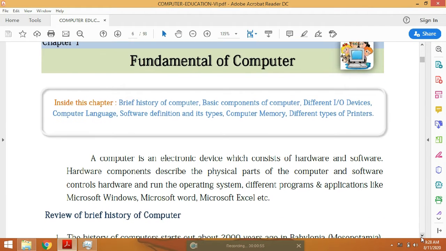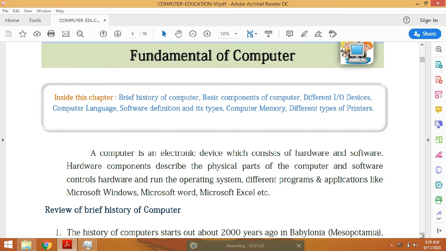So first of all, what is a computer? A computer is an electronic device which consists of hardware and software. The hardware is the part that you can see and touch, basically the physical part. But the software is the part that is not seen or touched by you. It's just like in the human body, you have your skull and your brain is the software. In the same way, computers have hardware and software.